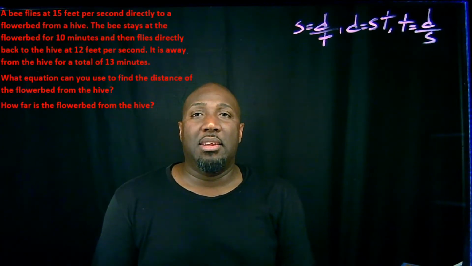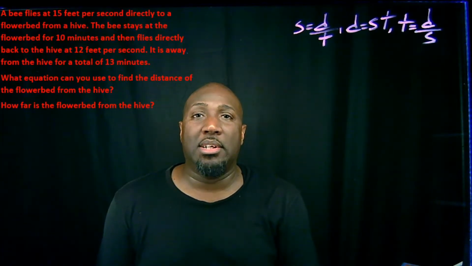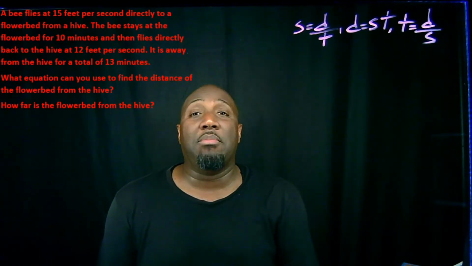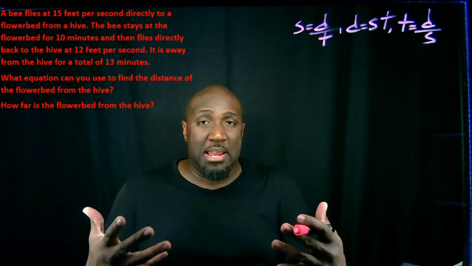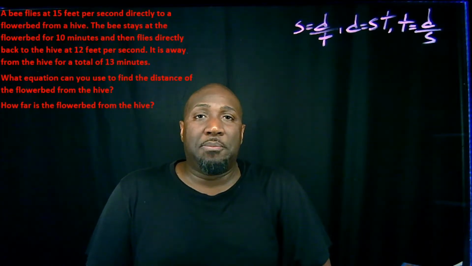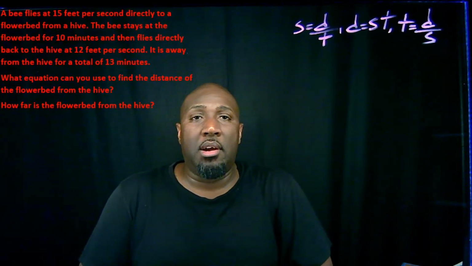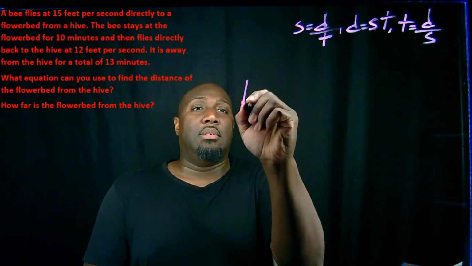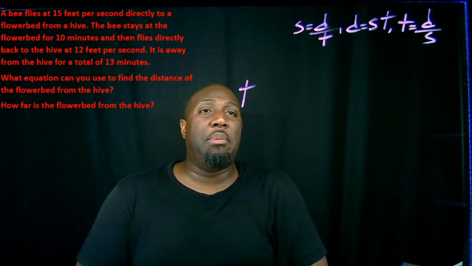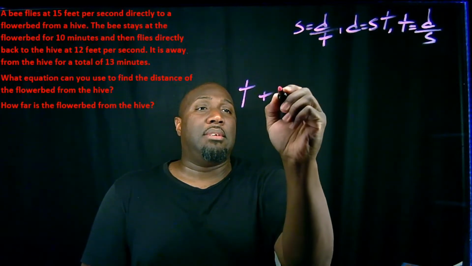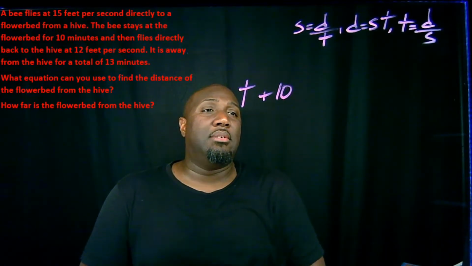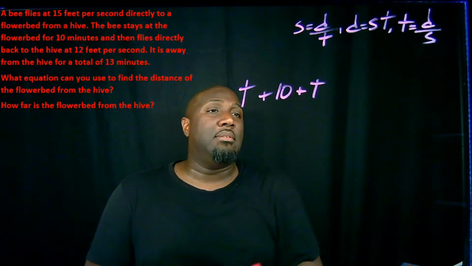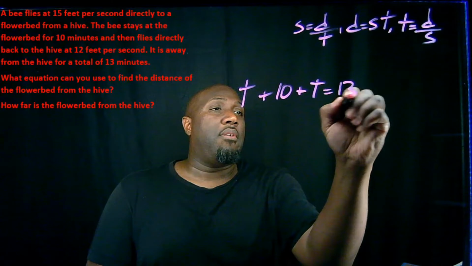Now the problem has been giving us information with respect to time. The bee is flying at 15 feet per second going to the flower bed, and 12 feet per second going from the flower bed. And it was 10 minutes at the flower bed, and it was away from the hive for 13 minutes. So the time from the hive to the flower bed plus 10 minutes at the flower bed plus the time from the flower bed back to the hive equals 13 minutes.